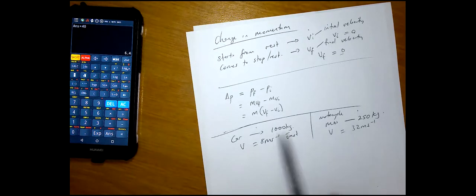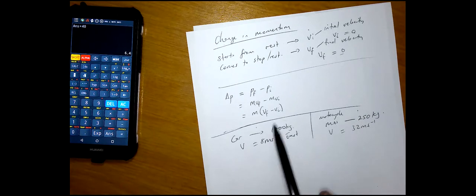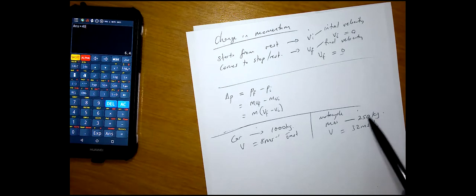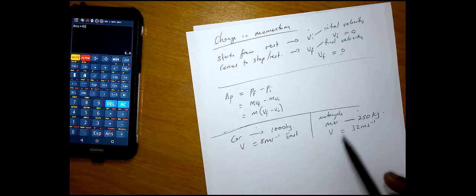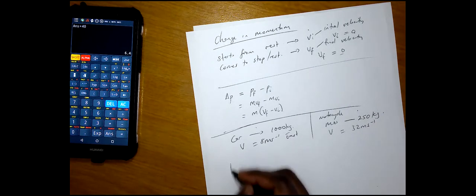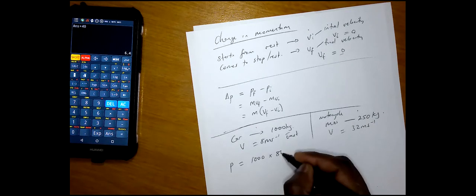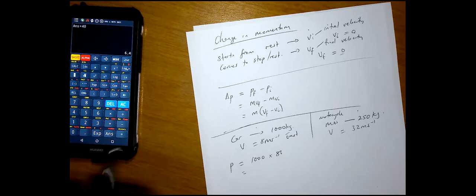So here we would assume that if these two travel with the same speed, the car will be difficult to stop, meaning the momentum of the car is greater. The motorcycle will be easy to stop because its momentum will be less. But now let's see if we increase the velocity of the motorcycle. The momentum of the car is going to be 1000 times 8, which is going to be 8000.